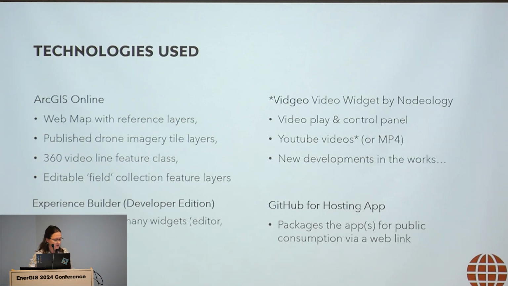Okay, so what technologies are being used here? This is a combination of a handful of things. The baseline, bottom end of things is ArcGIS Online. It starts with a web map with reference layers, and we've published up the drone imagery as tile layers that are also hosted on ArcGIS Online.